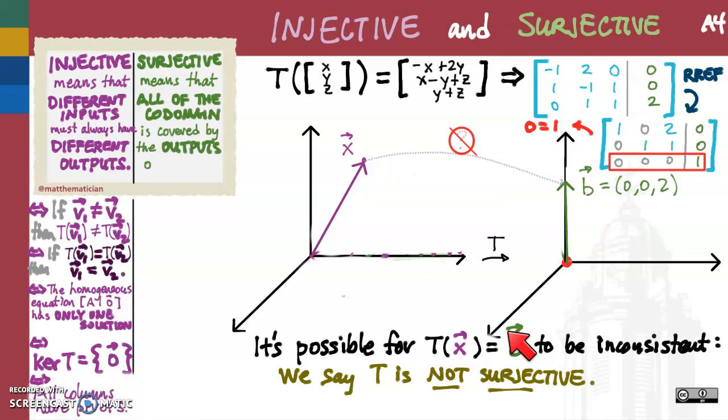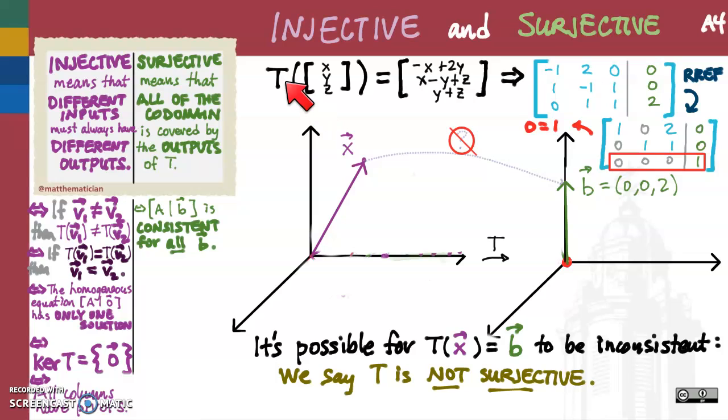If T of x equals b is always a consistent equation no matter which b we select, it means that the entirety of the codomain is covered by the outputs of T. So when I apply T to all of the vectors in my domain, it spits out all of the vectors in my codomain, so that T of x equals b always has at least one solution. So this has everything to do with the consistency of equations that are built from my linear transformation.